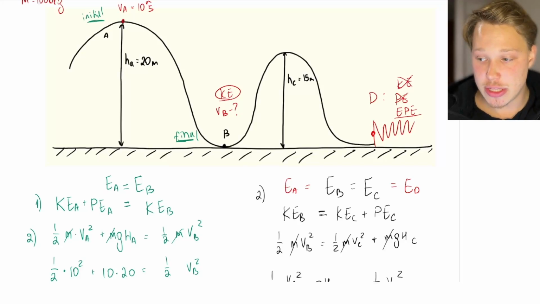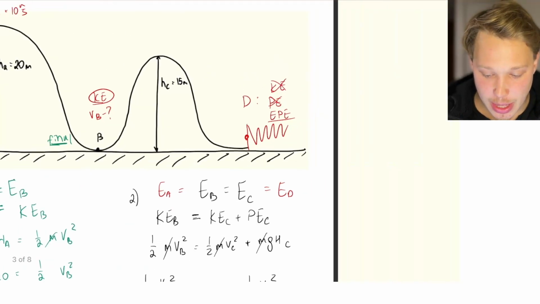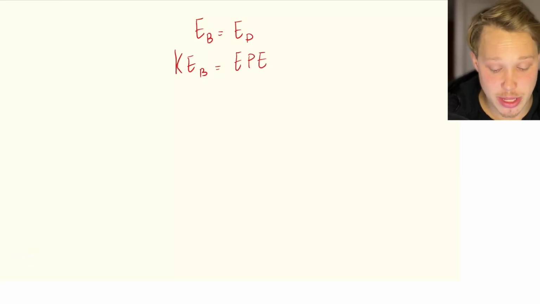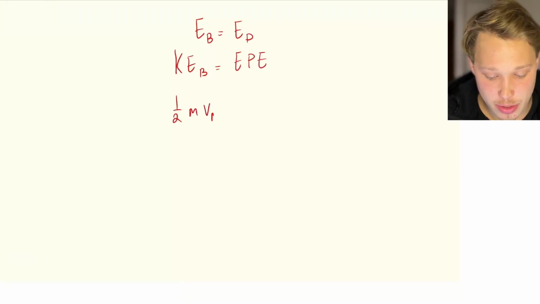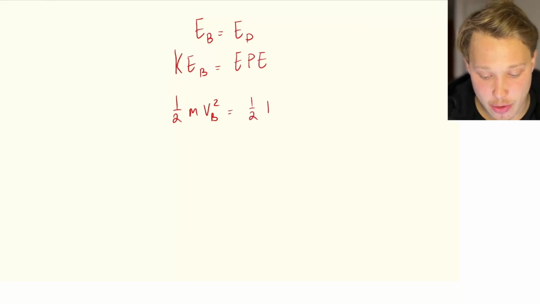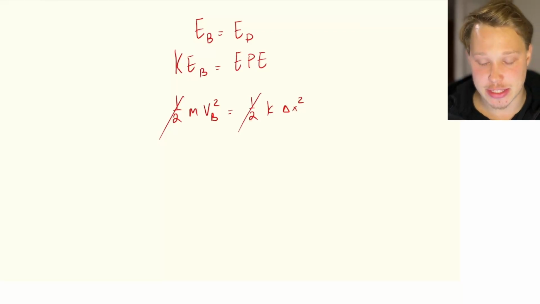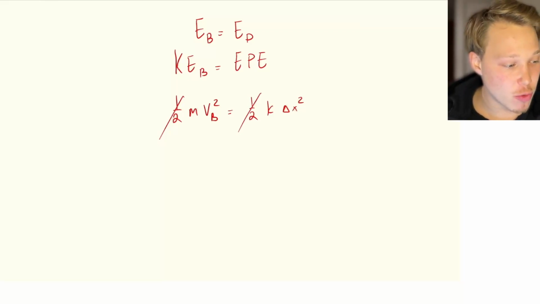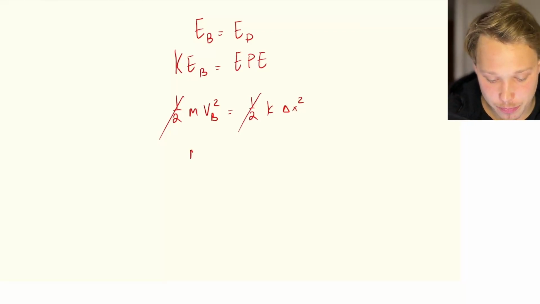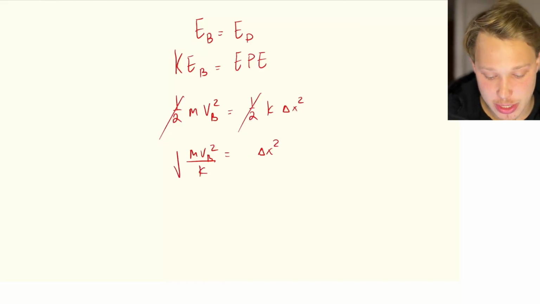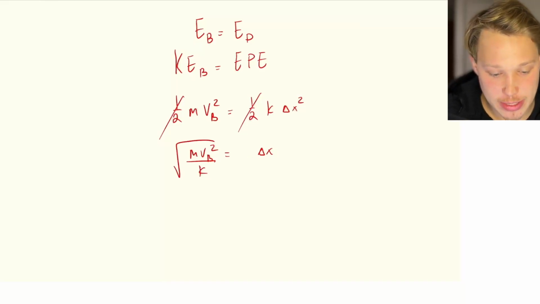Great. So now let's take a look at our expression. So here's the elastic potential energy. Let's plug in our formulas. 1/2 mv squared for kinetic energy, 1/2 k delta x squared for elastic potential energy. 1/2 cancels out, and we can rearrange this for delta x. So I can divide both sides by k, and I can take a square root of both sides to find delta x.